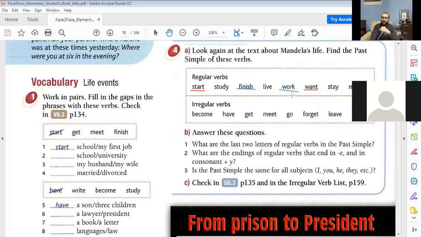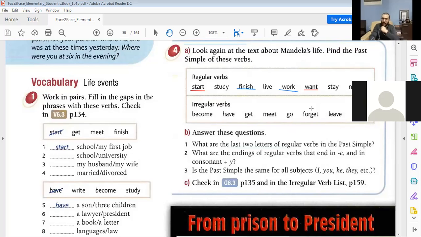What about the other verbs like stayed, married, lived, studied? Do they all sound the same? You mean only D? Only D, yes. Stayed, lived, married. And what about studied? Yes, studied. So with these verbs, we have only a D sound, right?